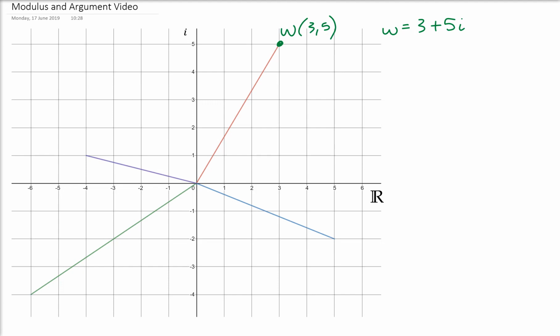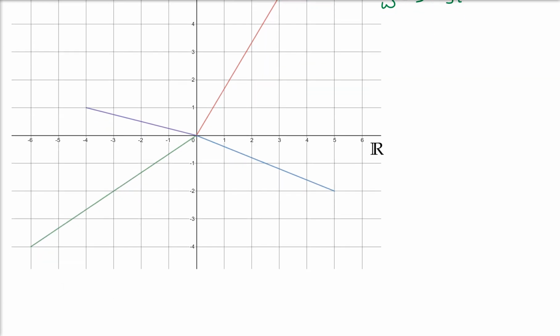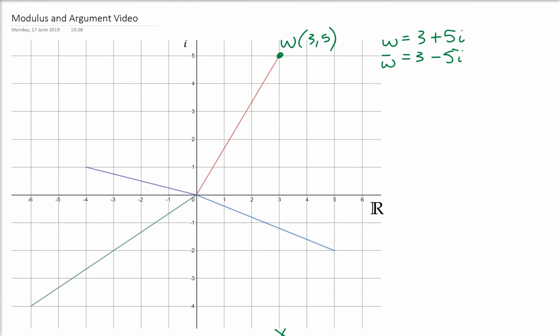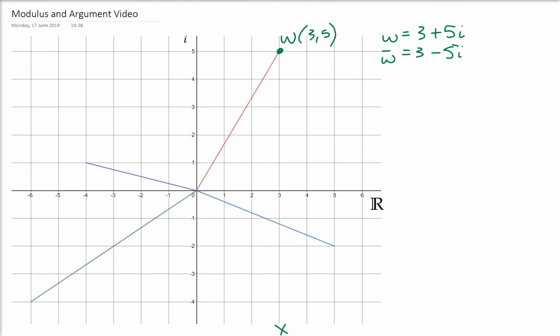Last week we also had a look at what that bar above the W means. Conjugate. So what's the conjugate of W? 3 minus 5i. So that's down here somewhere. Happy with that? Okay. So that bar means your conjugate.